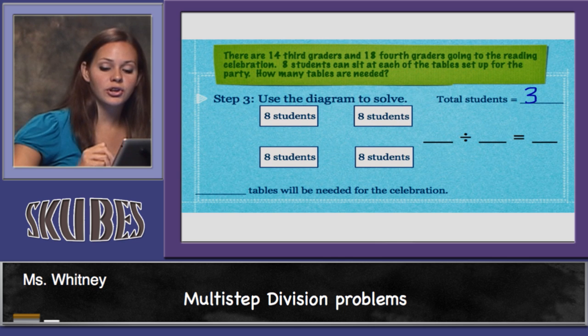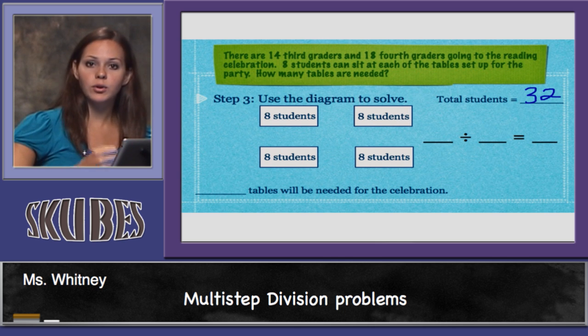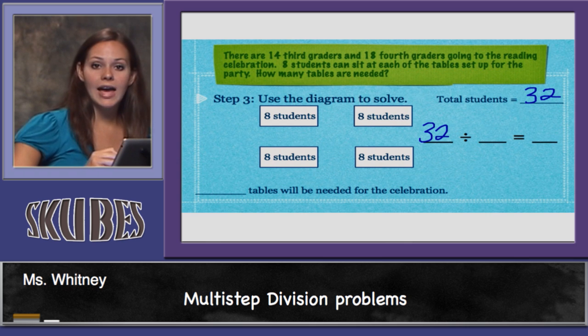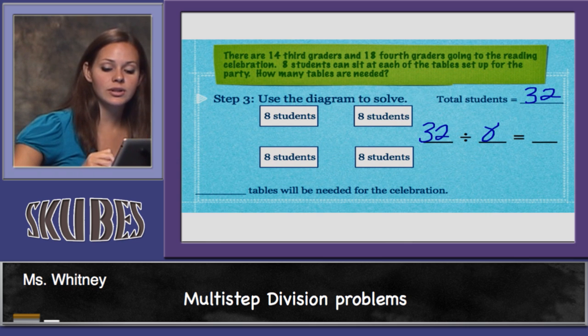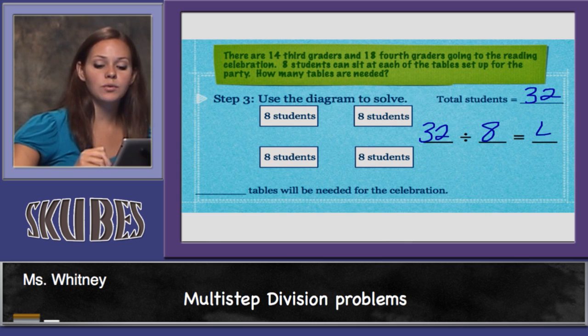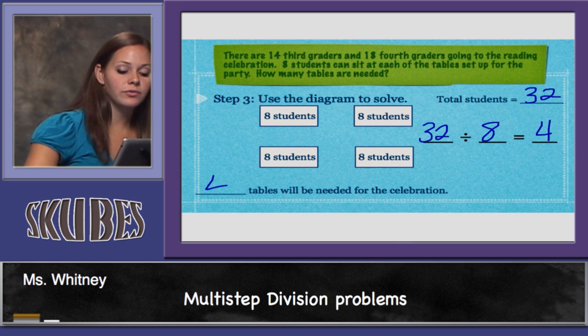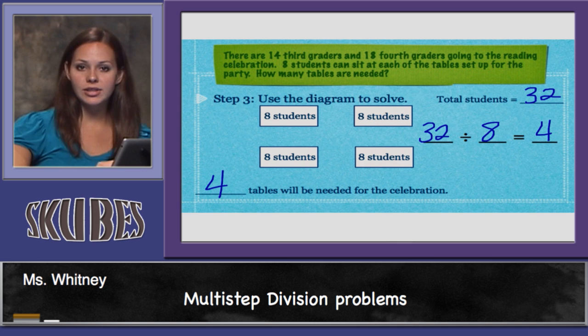So I know there's 32 total students. I'm going to write my equation. 32 students divided into 8 students per table equals 4 tables, as I showed in my diagram. So 4 tables will be needed for the celebration.